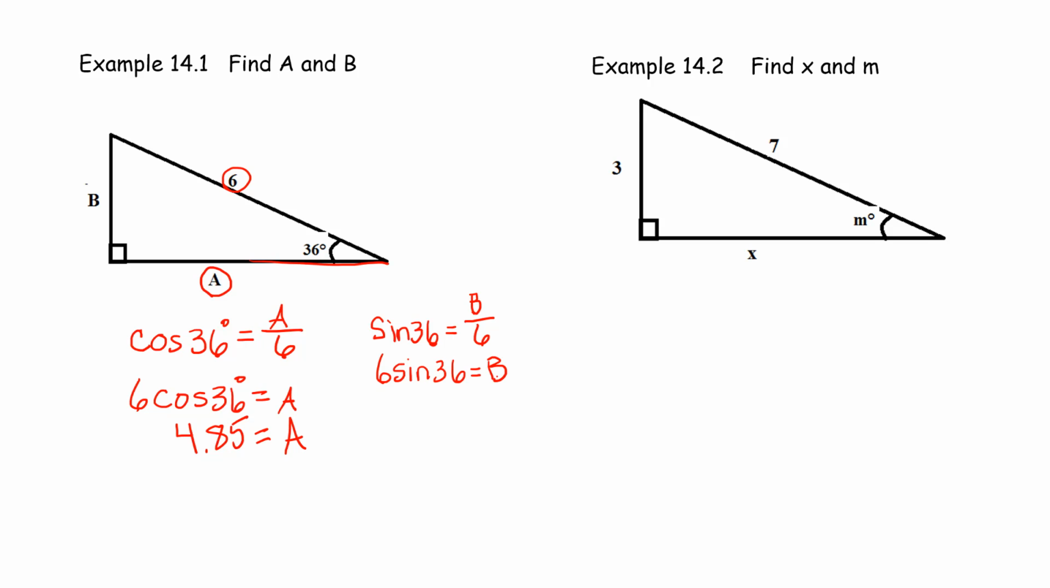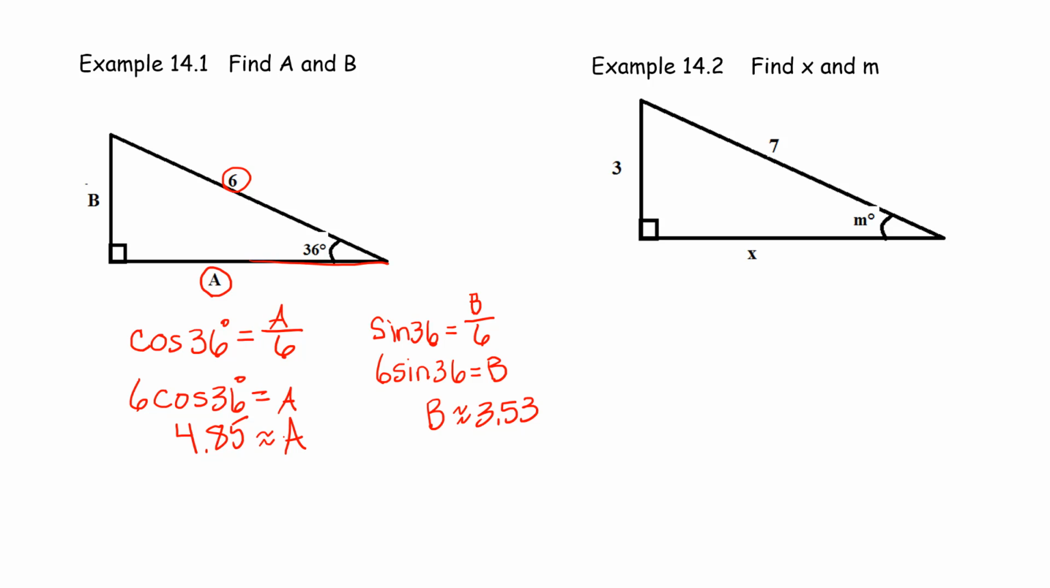And again, we're just going to punch it in the way we did before. That is, you are going to punch in 36 sine, multiply it by 6, and you're going to get about 3.53 for B. And I should have used the approximation sign over here because it's not actually equal to 4.85, it's about 4.85. So those would be the values for A and B.